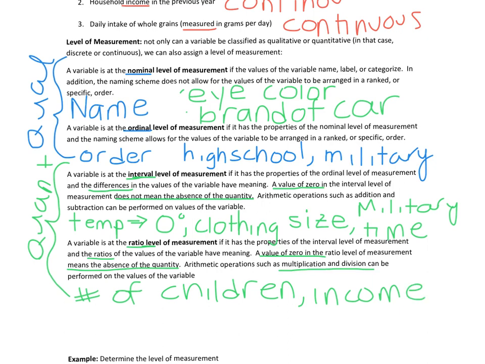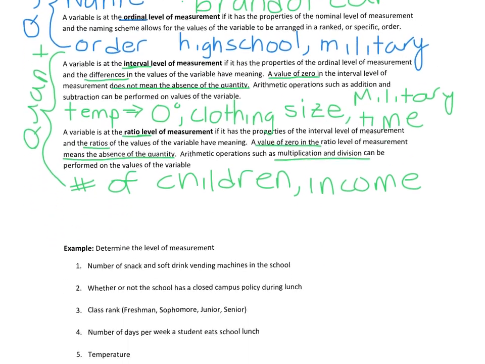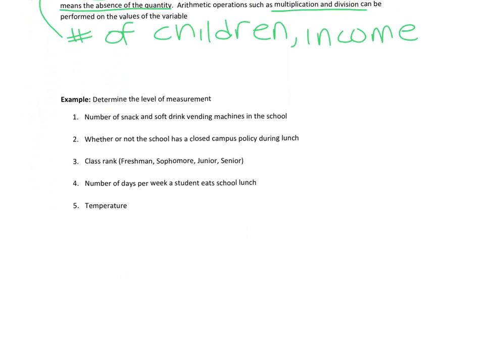All right, so let's look at our examples. Again, I invite you to pause it, and then let's come back and check your solutions. All right, number 1, number of snack and soft drink vending machines in the school. So it's definitely a quantitative variable, so it has to be interval or ratio. 0 means there's no vending machines. There'd be an absence of vending machines. So we're going to go with ratio.